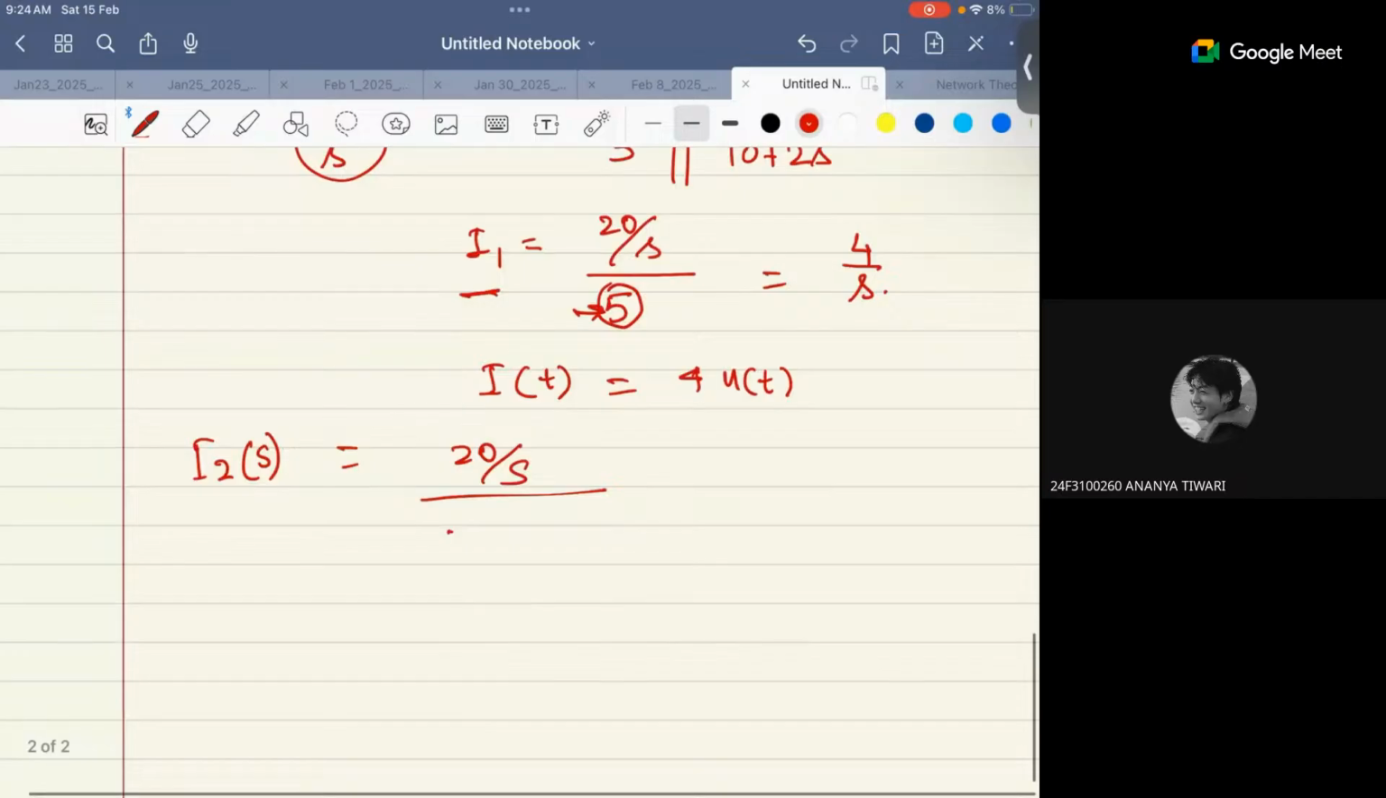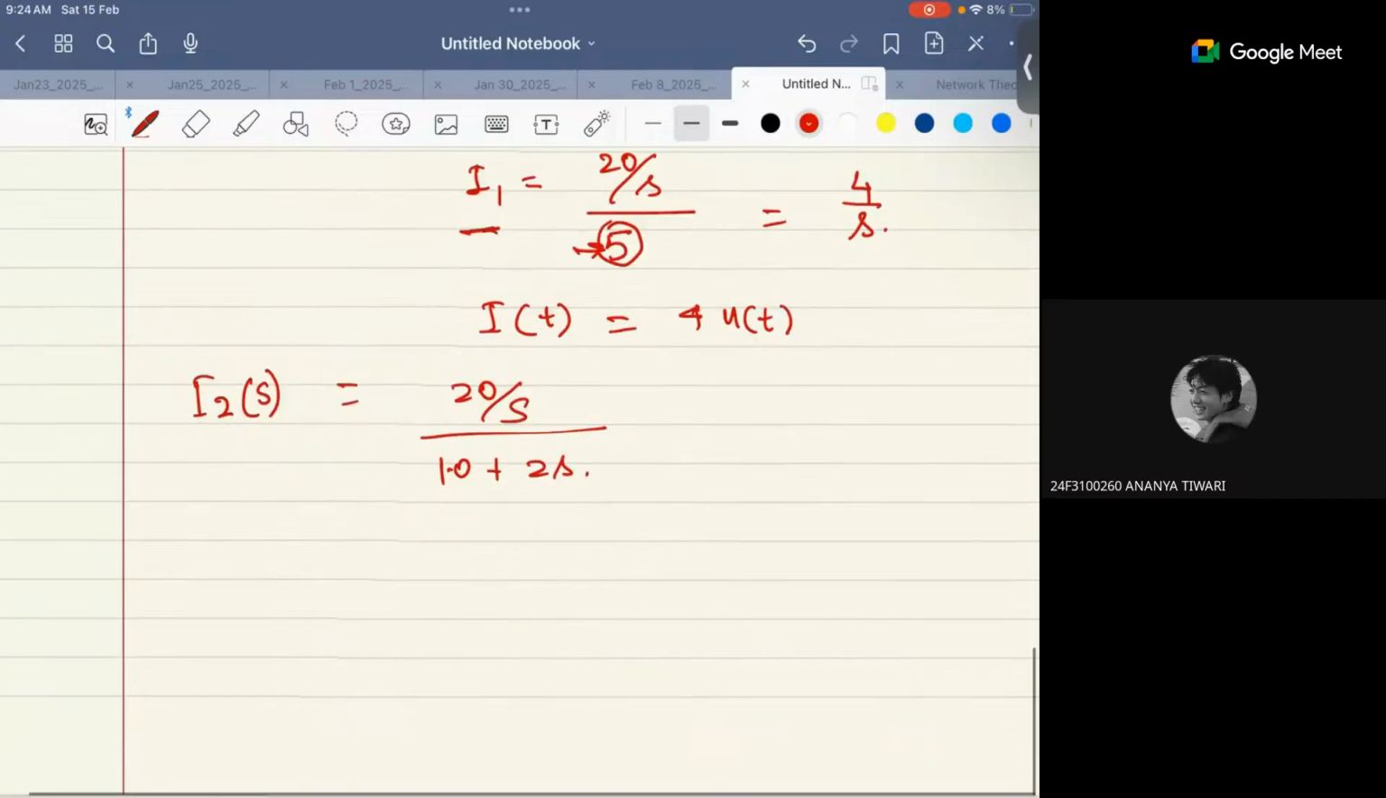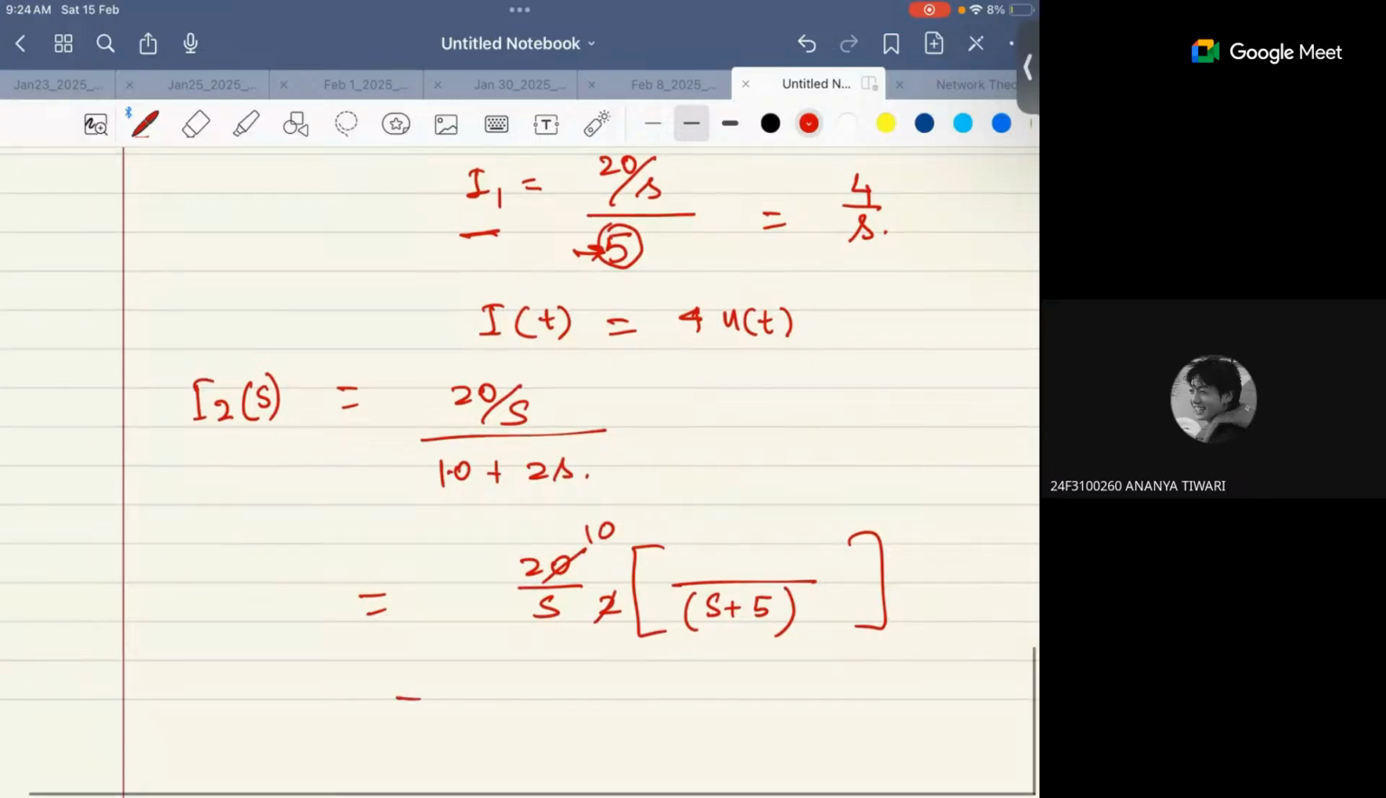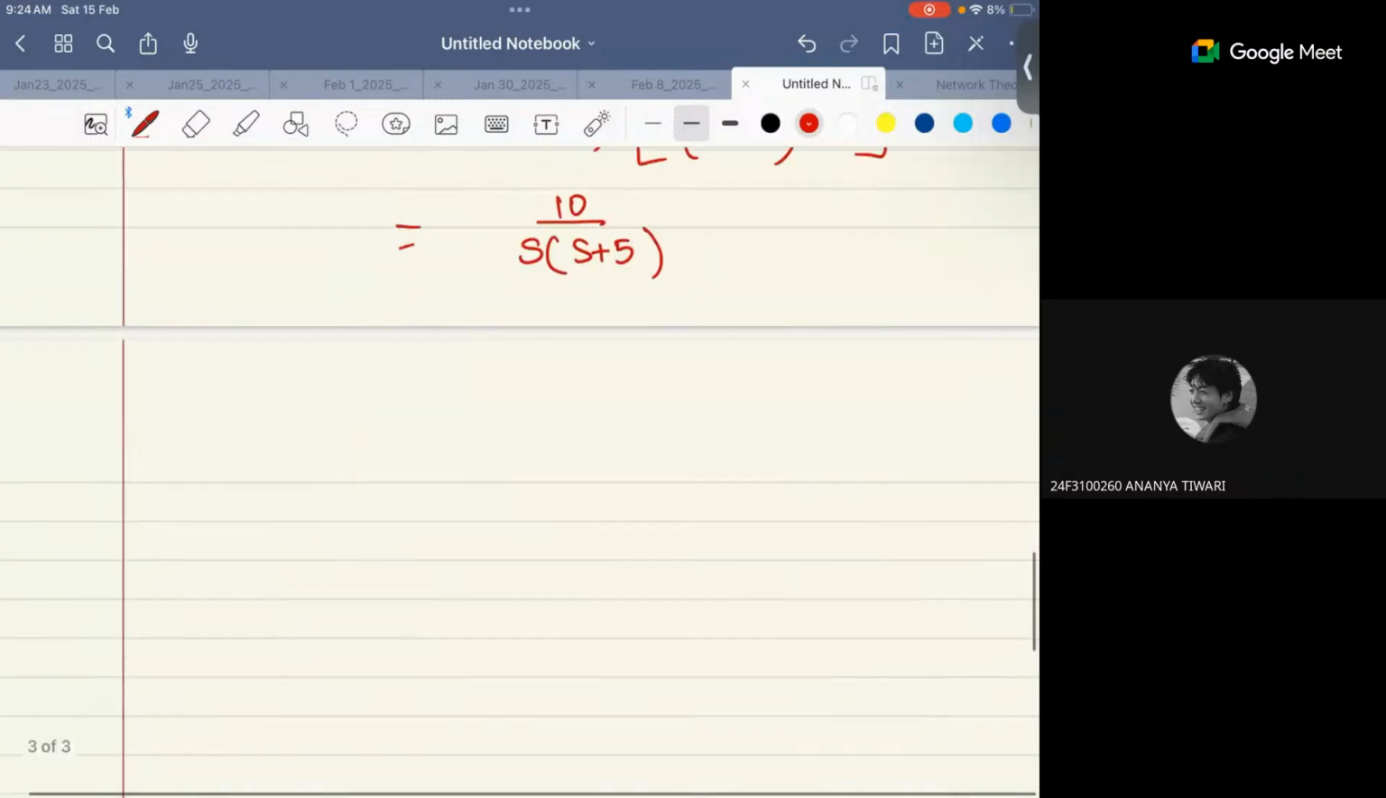What was that? 10 plus 2S. Correct. So this also you can calculate. This will be what? So 20 by S, and then you have 2 common S plus 5. So this will be 10. So you'll be left with 10 upon S into S plus 5. Correct? And then you can split it, right?